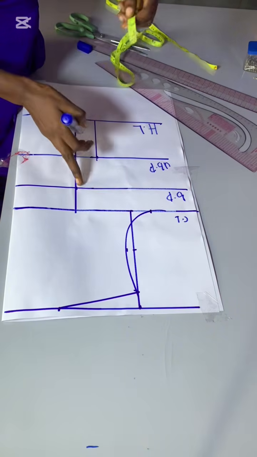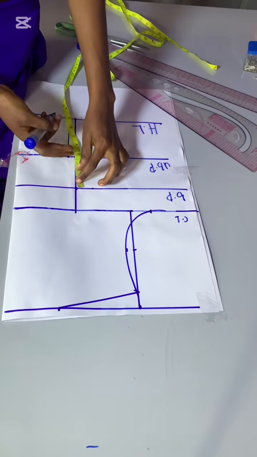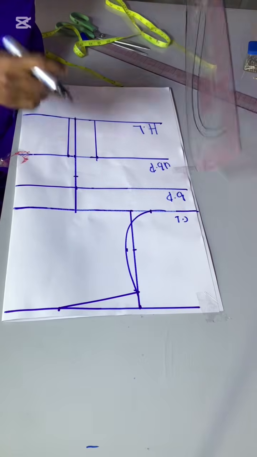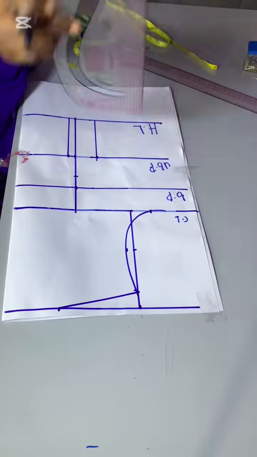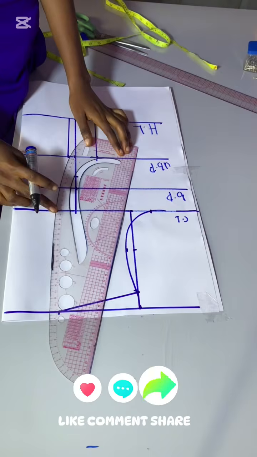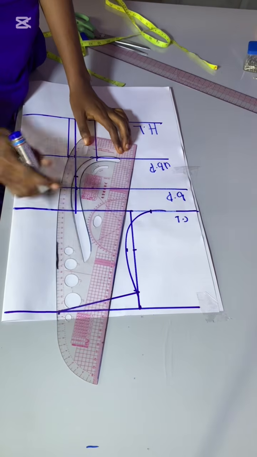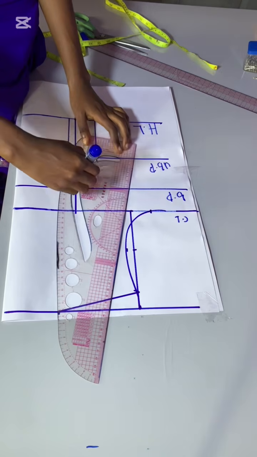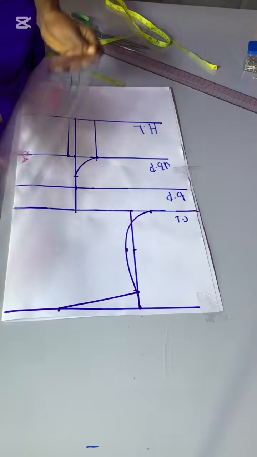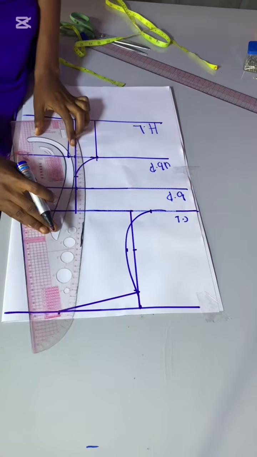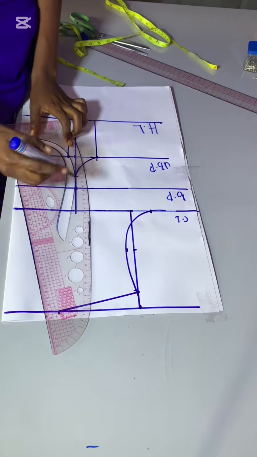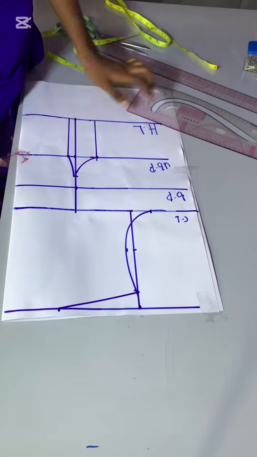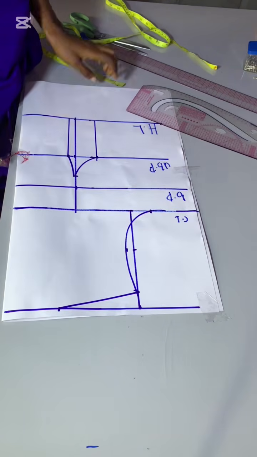So now after doing that, the next thing for us to do is come to this bust point, come down by 1 inch. Do you see? Come down by 1 inch, then you connect it that way. You can also make use of your free hand. It's not a must to make use of a ruler or a curve ruler. You can make use of your free hand. So if you are not used to pattern drafting, just do this directly on your fabric and you are still going to get the same result. Just that this pattern paper would avoid wastage of fabrics.